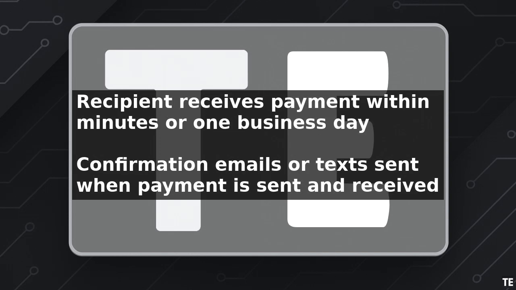In addition to sending money, you can also use Zelle to request money from others. To do this, simply select the Request Money option and enter the amount you want to request and the recipient's email address or US mobile phone number. The recipient will then receive a notification with instructions on how to send the payment.